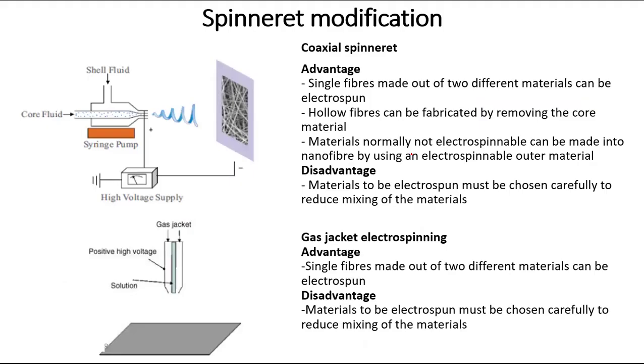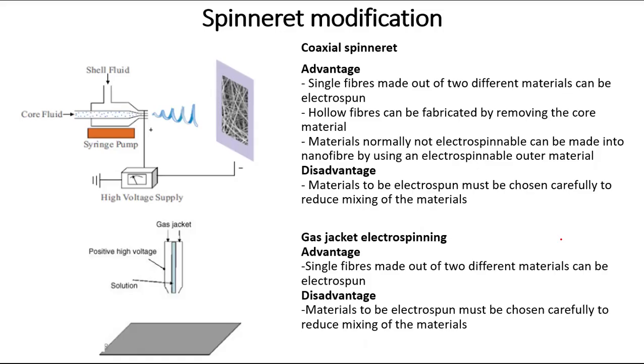Okay, the spinneret modification. You can have a coaxial spinneret like this. With a coaxial spinneret, single fibers made out of two different materials can be electrospun. Hollow fibers can be fabricated by removing the core material. Materials normally not electrospinnable can be made into nanofibers by using electrospinnable outer materials, so that is one of the advantages. The materials to be electrospun must be chosen carefully to reduce mixing of the materials in co-spun electrospinning. So this is the spinneret modification.